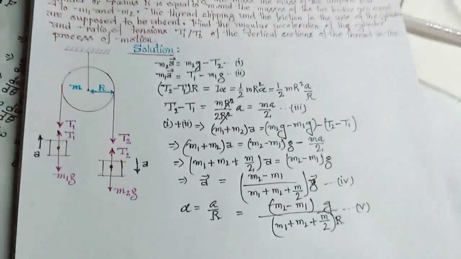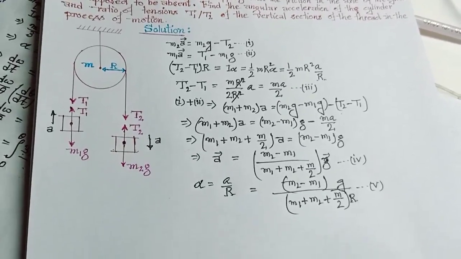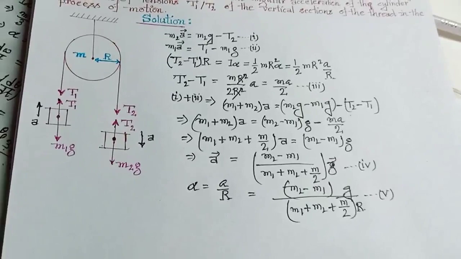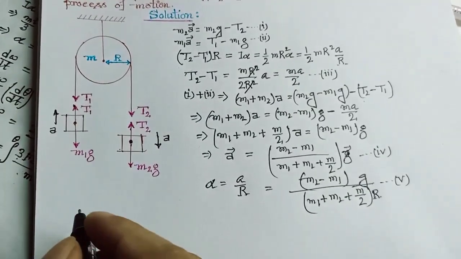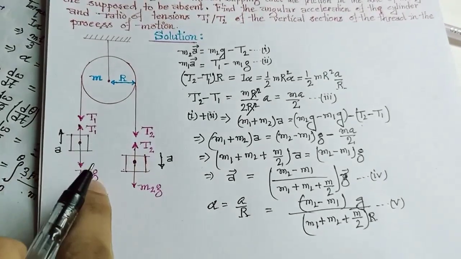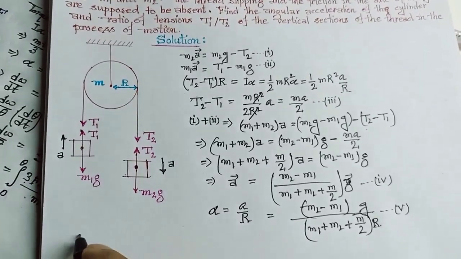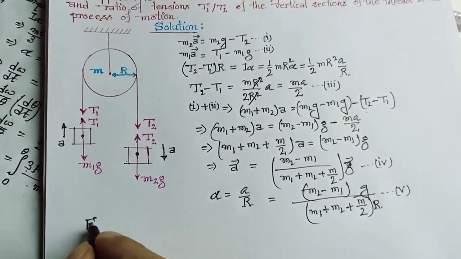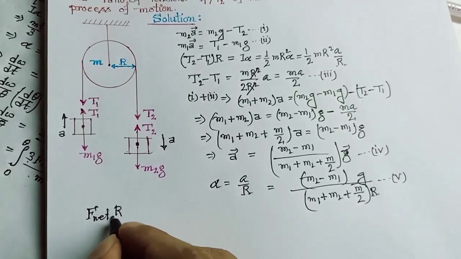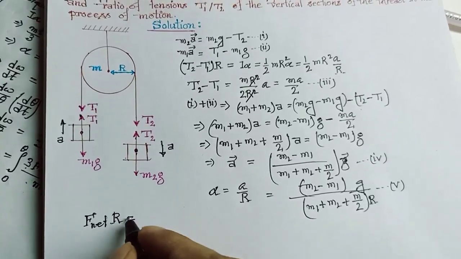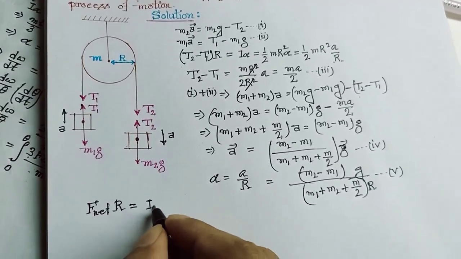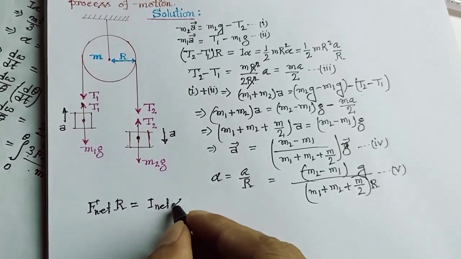Now we can find the value of angular acceleration in a different way also. For that, we will consider the torque equation. For the torque equation, the net force on the system, F net, into its radius will be equal to I net times alpha.